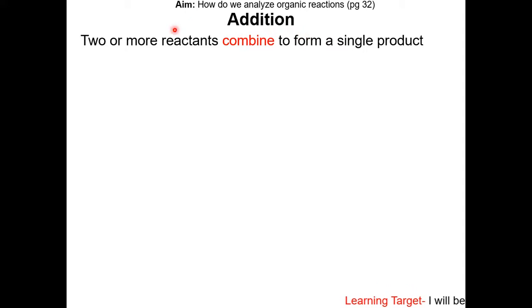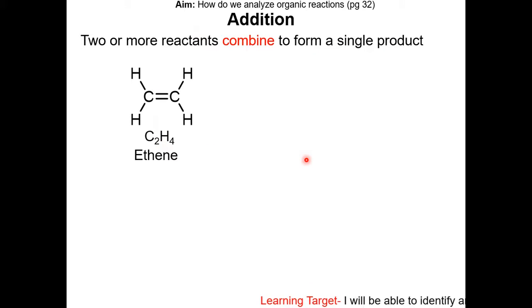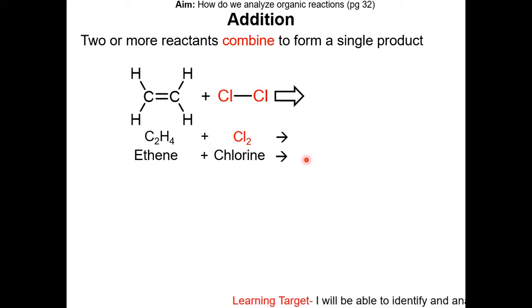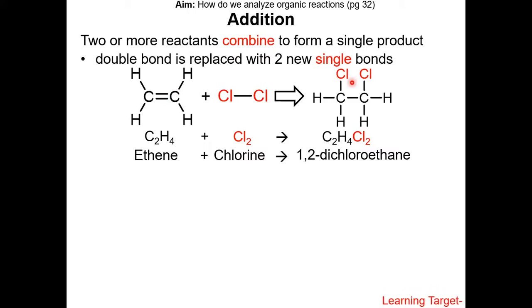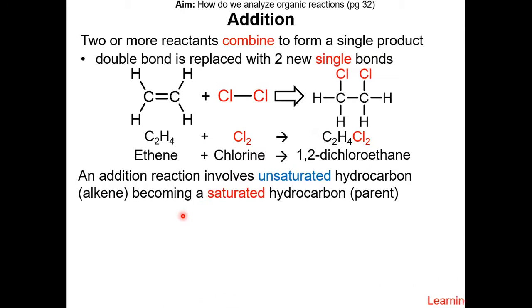An addition reaction is when 2 or more reactants combine to form a single product. Let's look at an example. Here we have ethene reacting with chlorine to form 1,2-dichloroethane. Notice that the double bond of the ethene was replaced with 2 new single bonds. The 2 chlorine atoms are inserted into this molecule. This is similar to a synthesis reaction. In summary, an addition reaction involves an unsaturated hydrocarbon becoming a saturated hydrocarbon.